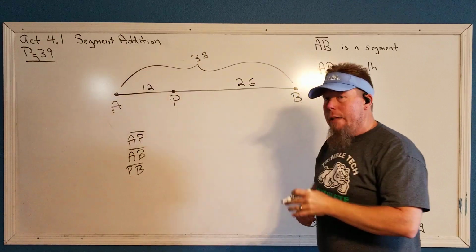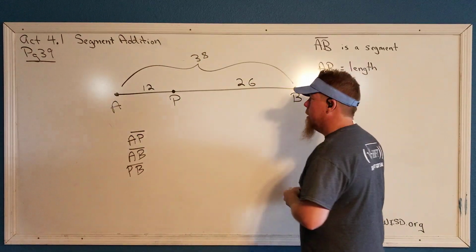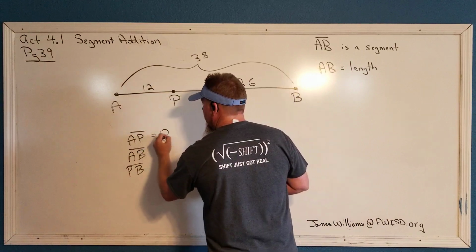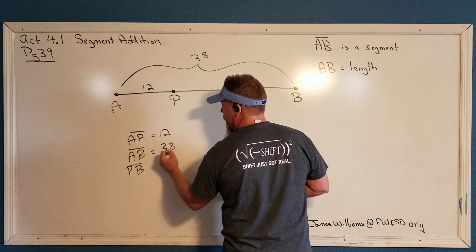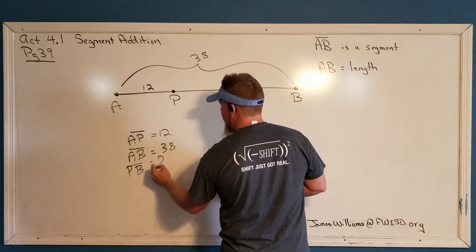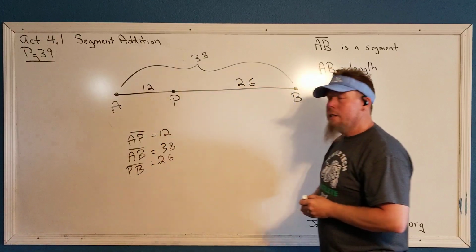Okay? And that's exactly what you're going to be doing in this section, at least in the beginning part of this section. And so this one would be 12. And this one would be, so AB would be the whole thing, that's actually 38. And then the smaller part was 26, okay? And so hopefully that makes sense.